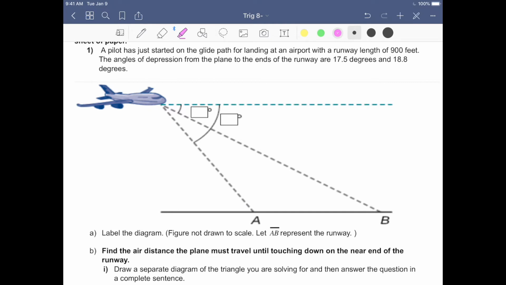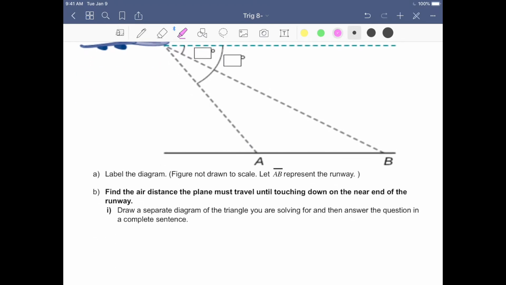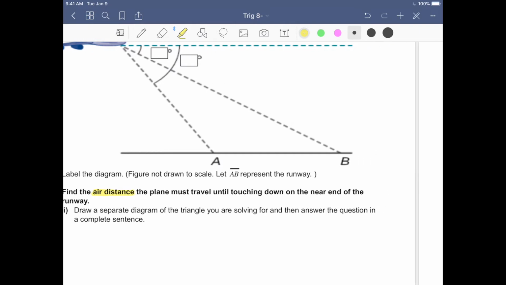So in order for me to label this clearly and all at once, I'm actually going to read all the parts that I have to answer for this so I can make sense of the whole problem. Part B is asking me to find the air distance the plane must travel until touching down on the near end of the runway. So I need to understand where that is on the diagram. I also need to know where the near end of the runway is, and I'll find that out soon.